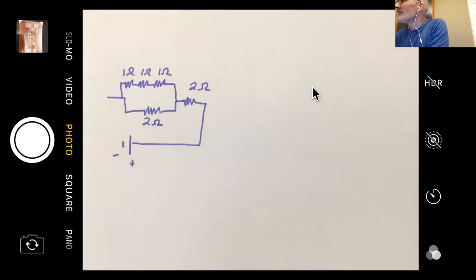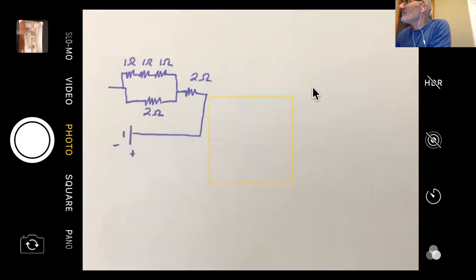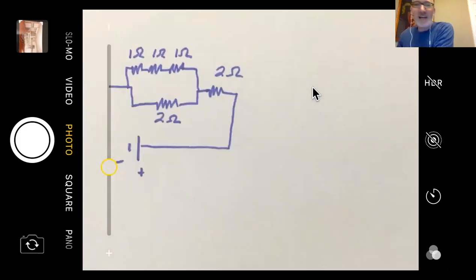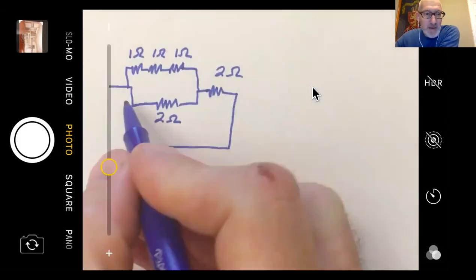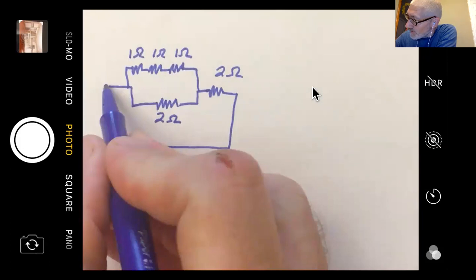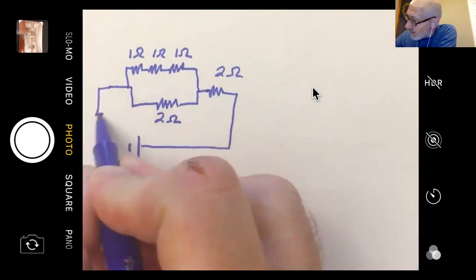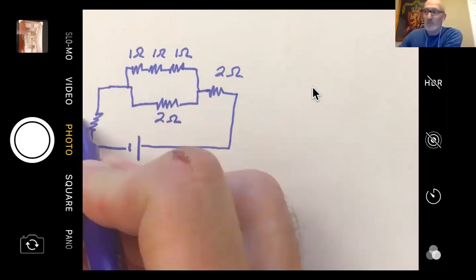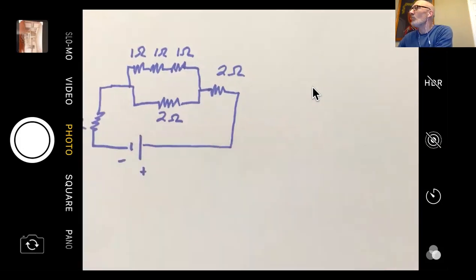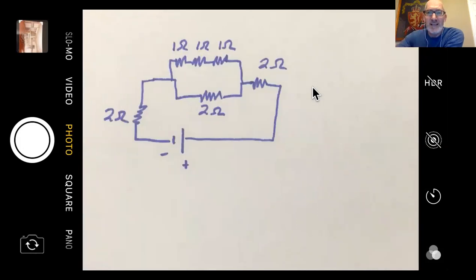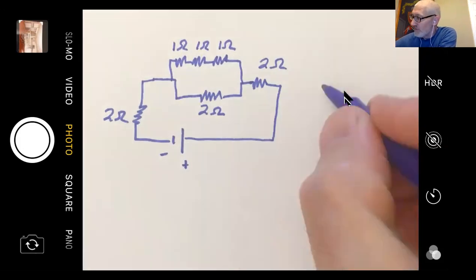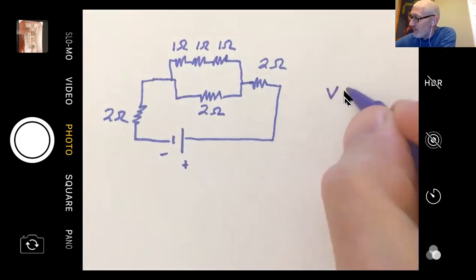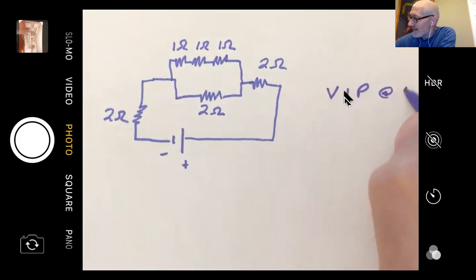And I want to make sure that everybody can see that. It's big enough. Okay, and then these guys came back together, and then there was 1 more resistor on the way back to the battery, and it was 2 ohms. So if I ever want to figure it all out, and by figure it all out, I want to do voltage, current, and power at each resistor.